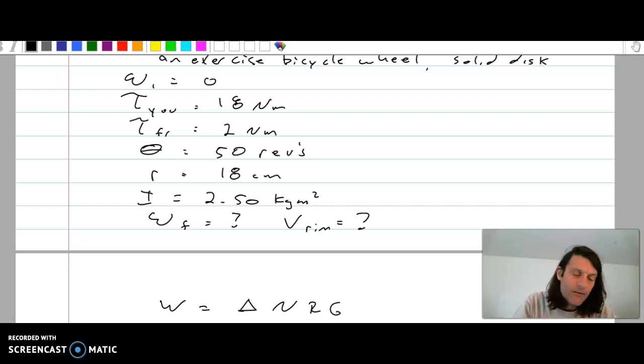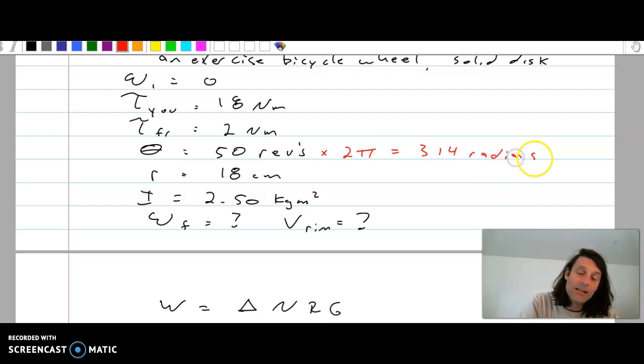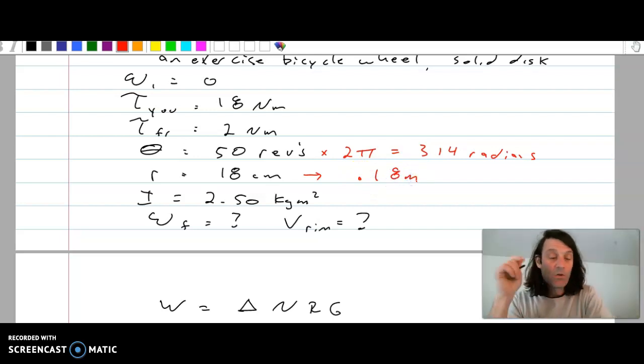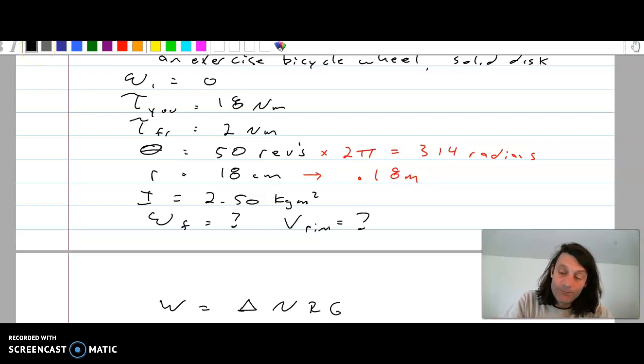So we're going to get the final velocity, rotational speed, and then what's the linear velocity way out on the rim there. Please remember, if you're going to do rotational calculations with thetas, we're going to go from revs into radians. So I'm going to multiply that by 2 pi, and that is equal to 314, I believe. 314 radians. And another one to remember, we're not going to call it 18 centimeters. We will call it 0.18 meters. All right, so make sure all that is in order.